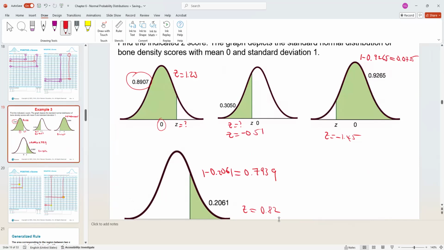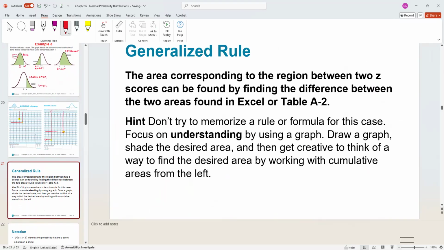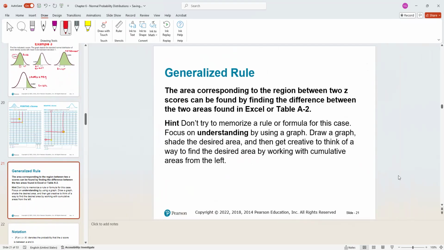Now, I think you're ready for everything else. Because for us, finding probabilities is very important. The same way you could find the z, you can also find the probability. So I'm hoping you got it, because for the rest, it's just history. For this one, what we're going to ask you, the area corresponding to the region between two z-scores can be found by finding the difference between the two areas. That's what we did. We can do it in Excel. Don't try to memorize the tables.